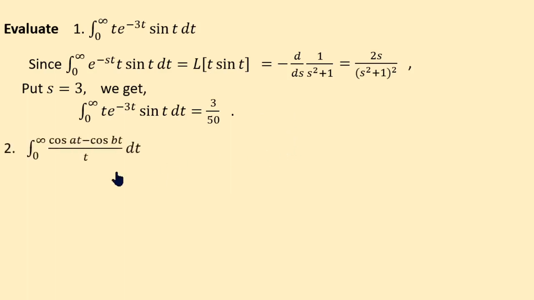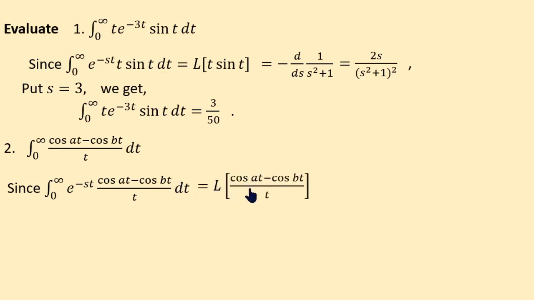One more example. Suppose you want to find the value of the integral 0 to infinity (cos at minus cos bt) by t dt. We do not have any formula to integrate this type of function. Then what to do? Assume that this is your f of t multiplied by e power minus st. So, integral 0 to infinity e power minus st f of t dt is nothing but the Laplace transform of f of t, that is (cos at minus cos bt) by t, and use rule 3 to find the Laplace transform of (cos at minus cos bt) by t.